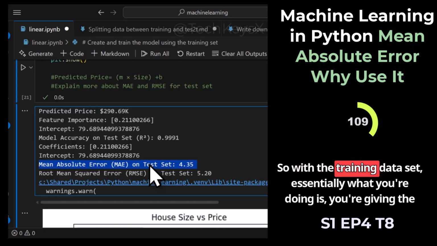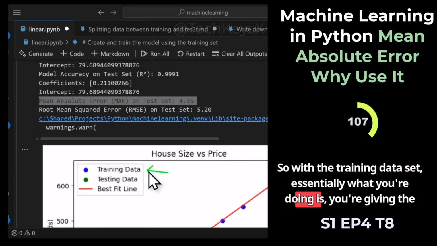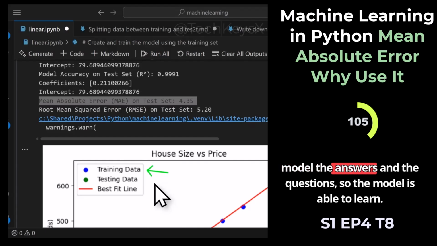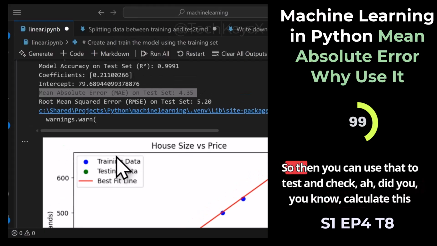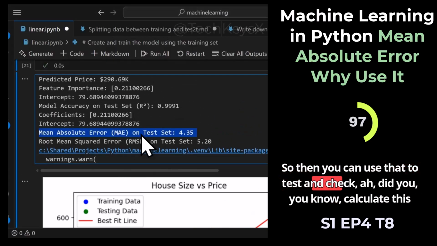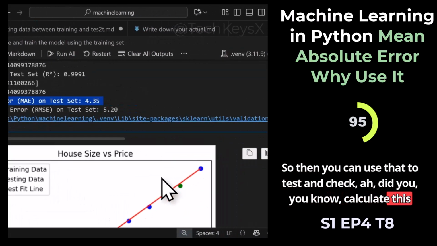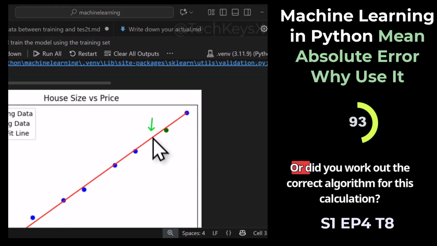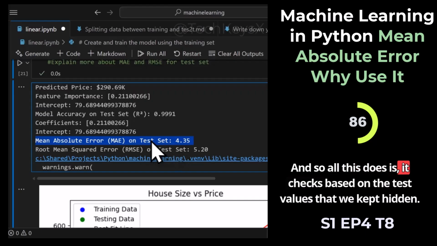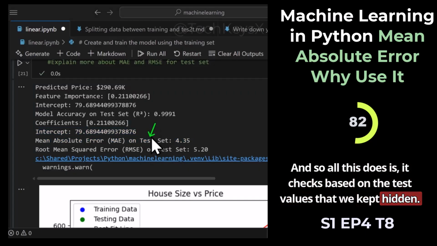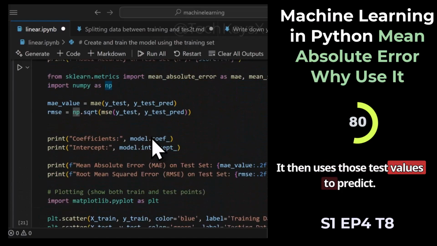With the training data set, you're giving the model the answers and the questions, so the model is able to learn. But if you keep some data hidden from it, it has no way of knowing it. So you can use that to test and check: did you calculate this formula for this line correctly? Did you work out the correct algorithm for this calculation? All this does is check, based on the test values that we kept hidden, and it then uses those test values to predict.